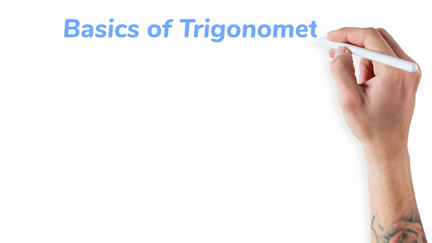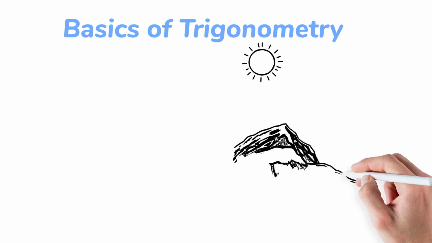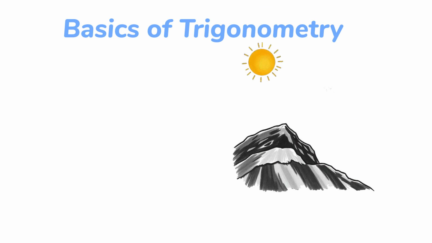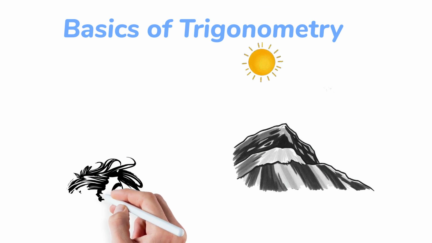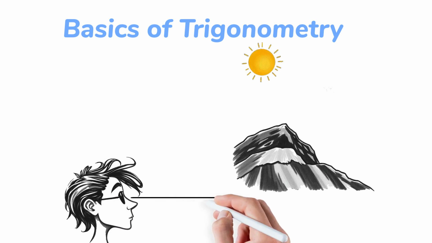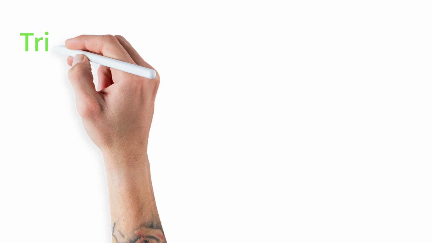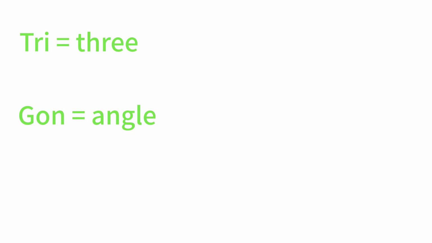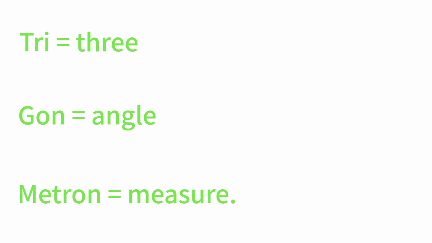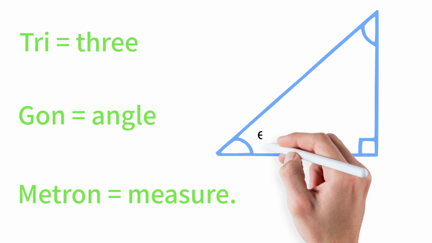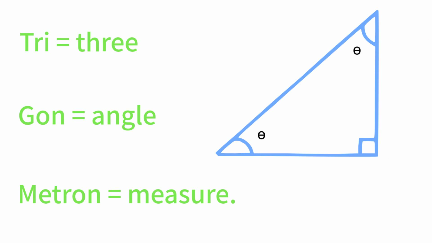Have you ever wondered how we measure the height of a mountain or the angle of the sun without even touching them? Welcome. Today, we'll learn the basics of trigonometry, the math of triangles. The word trigonometry comes from Greek. Tri means three, gon means angle, and metron means measure. So trigonometry simply means measuring triangles.